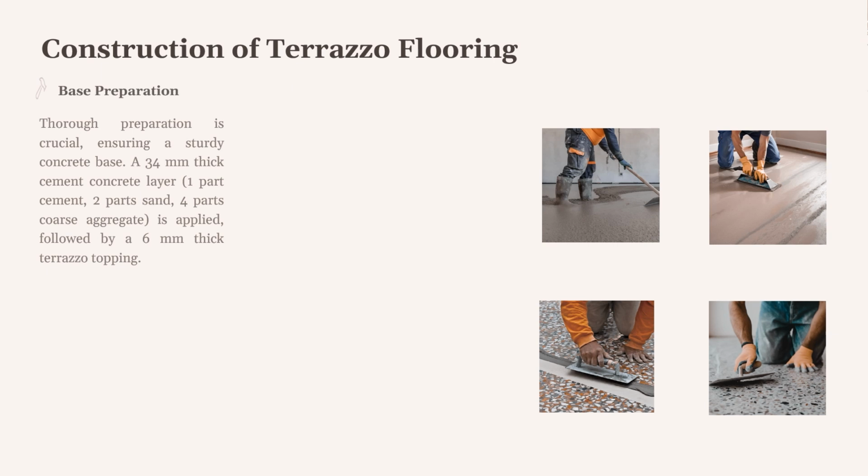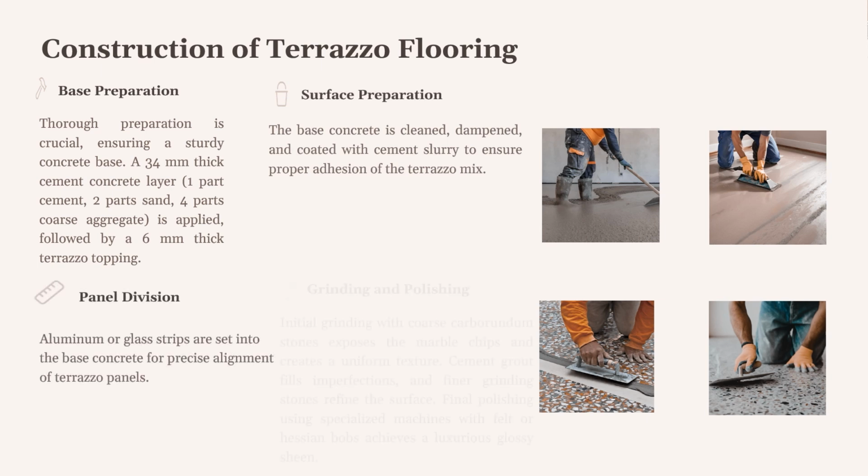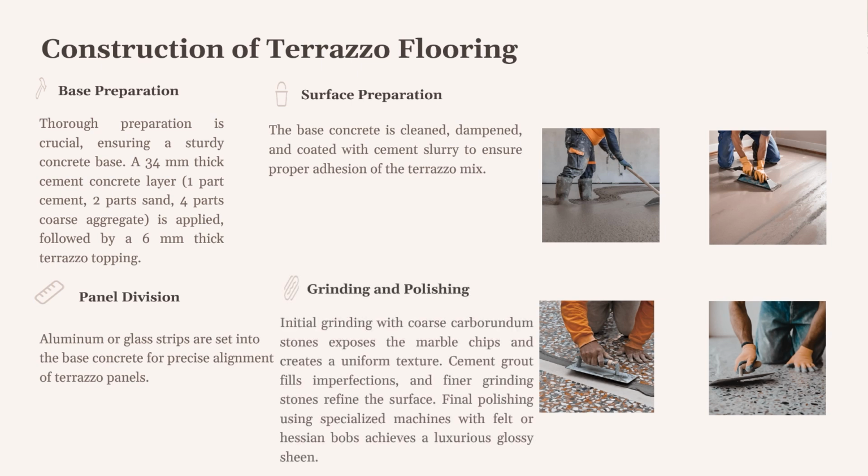It consists of two parts. A 34 mm thick layer of cement concrete mixed at a ratio of 1 part cement, 2 parts sand and 4 parts coarse aggregate, and a 6 mm thick layer of terrazzo topping. Before laying the flooring, the area is divided into panels using aluminium or glass strips set into the base concrete. This ensures precise division and alignment of the panels.